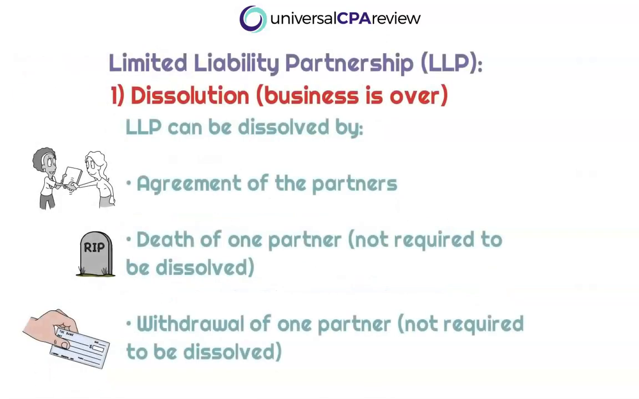All right, so next up we have limited liability partnerships. A limited liability partnership agreement can prevent dissolution if a partner dies or withdraws. So this is similar to the rules that we saw for general partnerships. LLPs can be dissolved if there's an agreement of the partners, if one partner dies, but remember, once again, this is not going to be required. It's going to be optional. Or if there is a withdrawal of one partner. Again, if one partner dissociates or withdraws, it is not required that there is a dissolution.